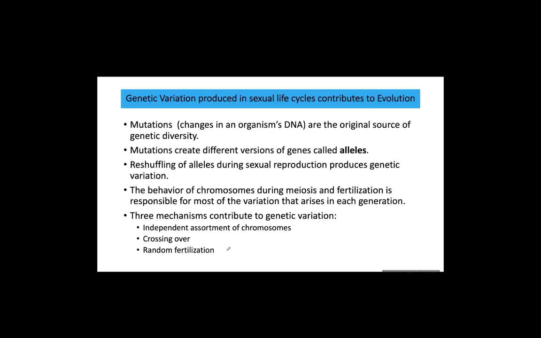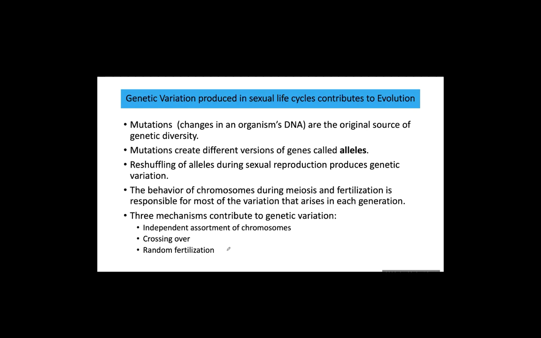Now I mentioned that genetic variation or genetic diversity produced in sexual life cycles contributes to evolution. Mutations are the original source of genetic diversity. The gene, this nitrogenous base sequence, can be changed according to environmental change. When you have too much UV radiation, the DNA base sequence can also be changed, or maybe you might lose some DNA bases. So mutation can take place. So mutations are the original source of genetic diversity.